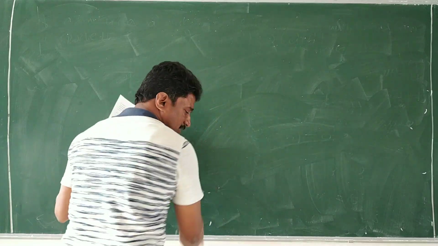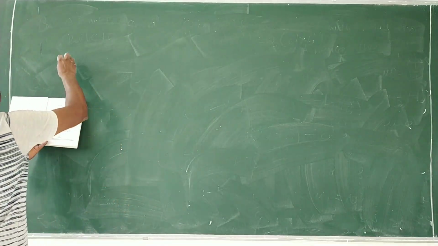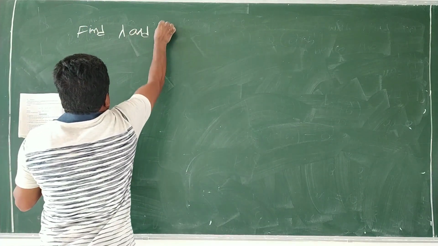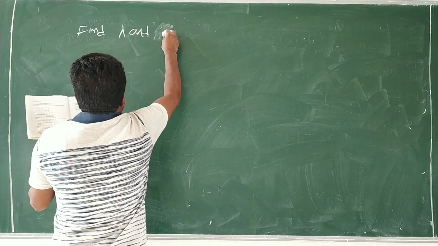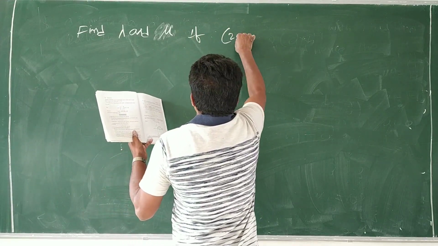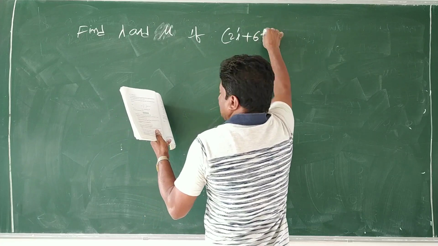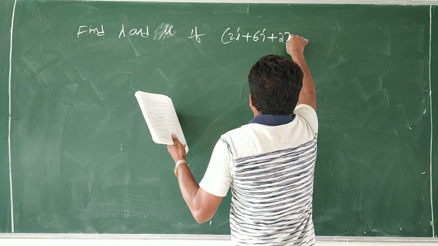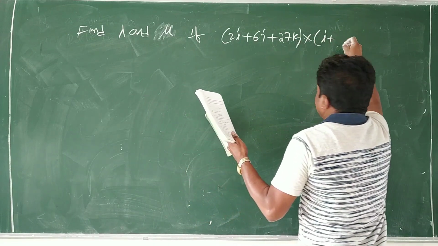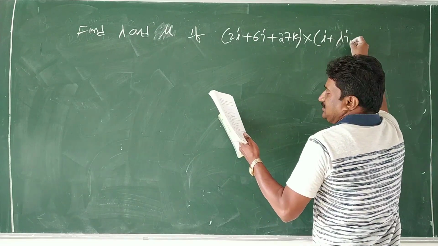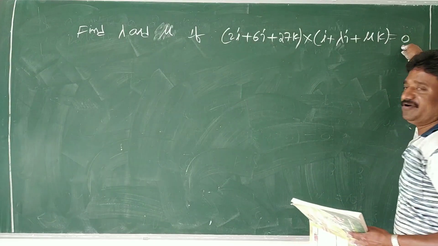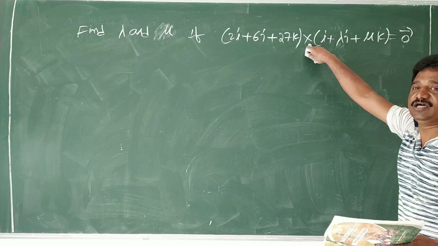Let us solve one more question. Find lambda and mu if (2i + 6j + 27k) cross (i + lambda j + mu k) is equal to, is it 0 or 0 vector? 0 vector, because we have cross product.